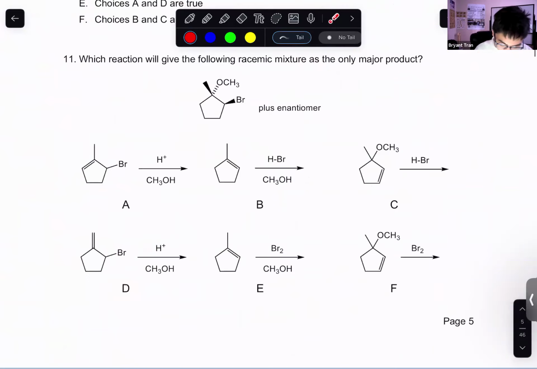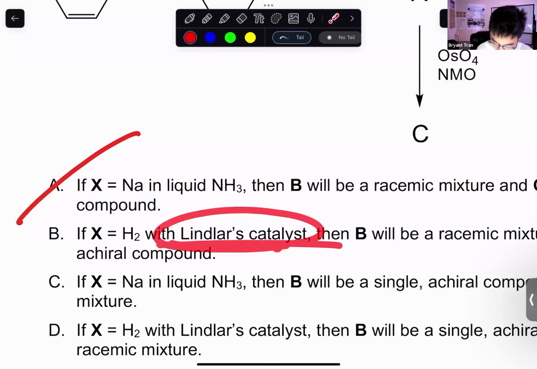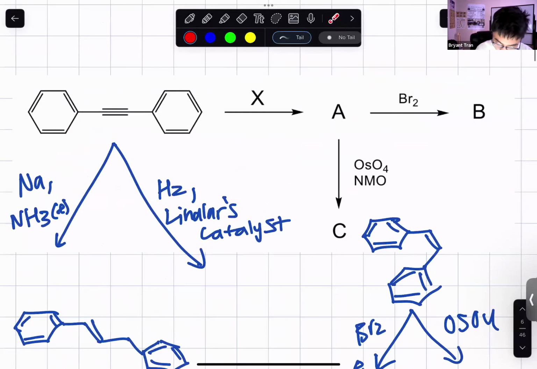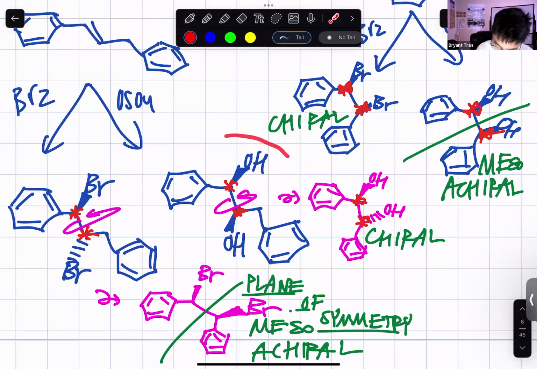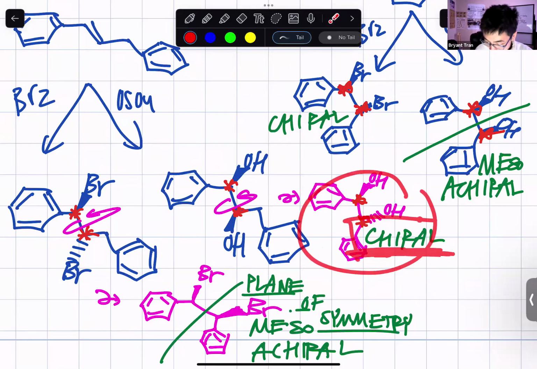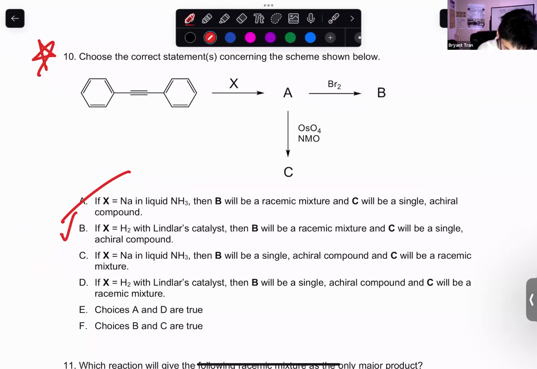I thought B was also saying that we're going to use sodium in liquid ammonia, but it changed it up on me. It's using the H2 Lindlar catalyst, which changes what our B is. We're now using the H2 Lindlar catalyst, so our B is now here. And we said B is chiral, and because B is chiral, we can have a set of enantiomers, making it a racemic mixture. So this one is good, but let's check with C. C would be a single achiral compound.